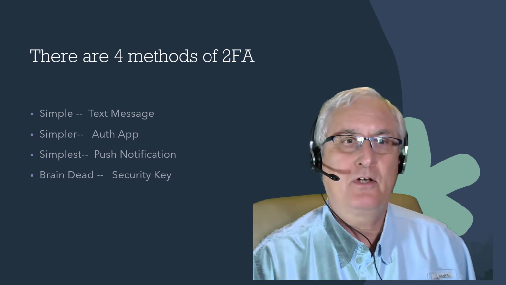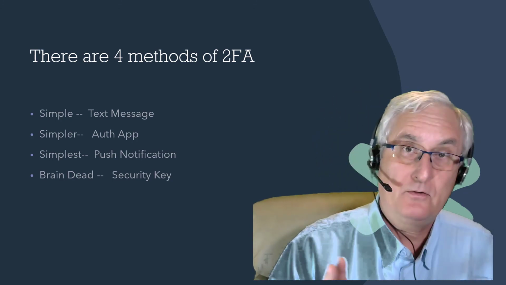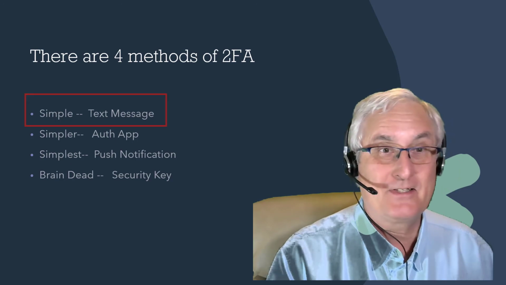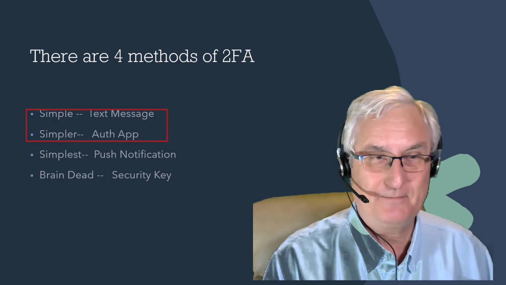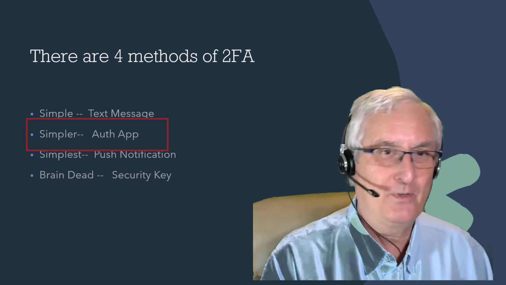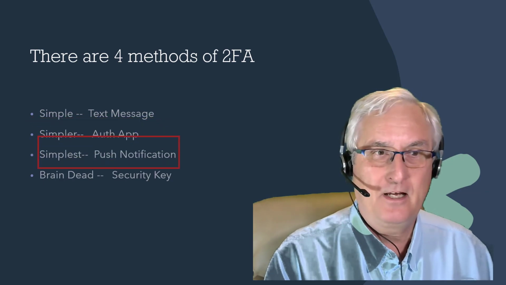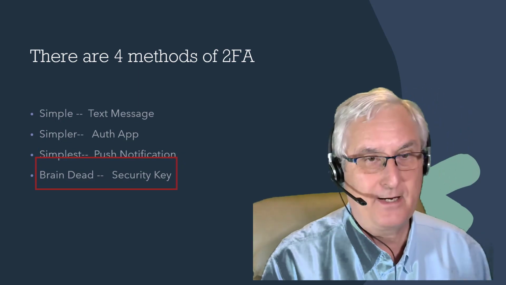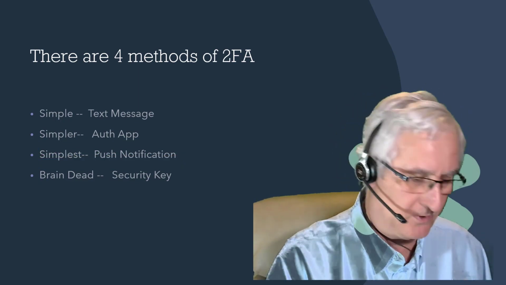All right, so to review, here are the 4 methods of two-factor authentication we talked about today. There's simple, which is the text messaging. There is simpler, which is the authentication app. There's the simplest, which is the push notification. And there's the brain dead, which of course is the security key.